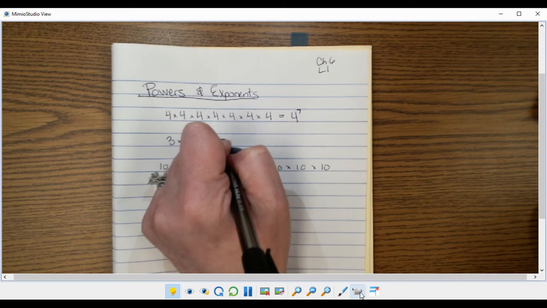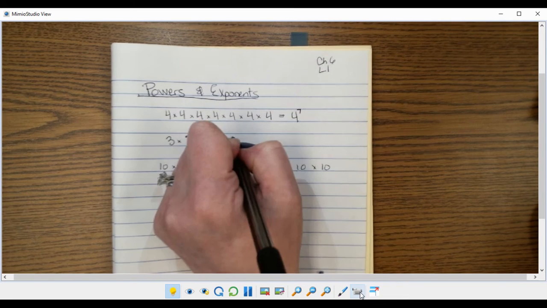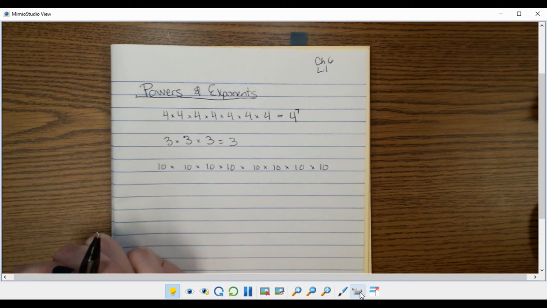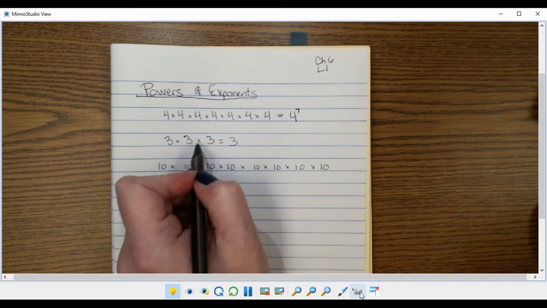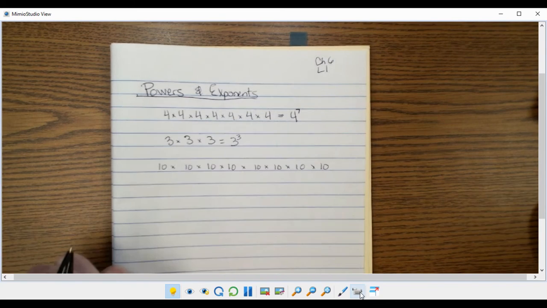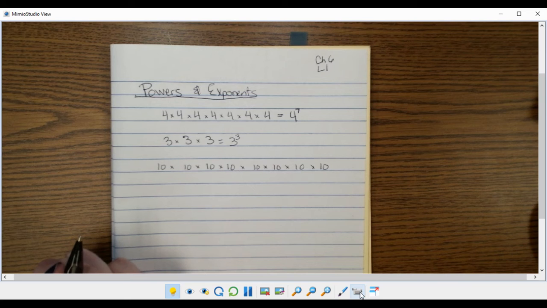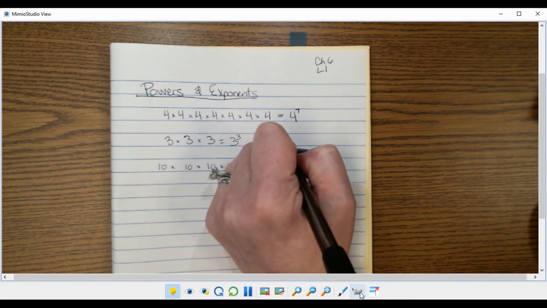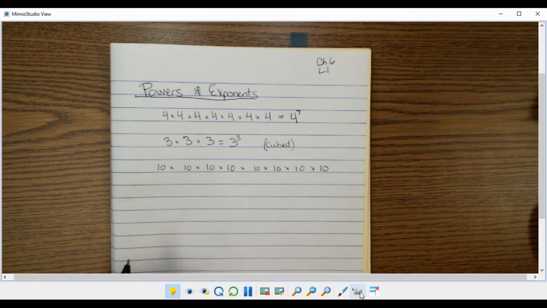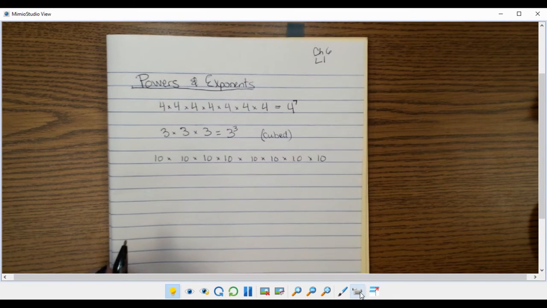All right, what about this one? Well, the number I see repeated here is 3. How many times does it happen? 1, 2, 3. So my little number in the sky is 3. 3 to the 3rd. Sometimes this is called cubed, the exponent of 3, and we'll talk about that in a minute.